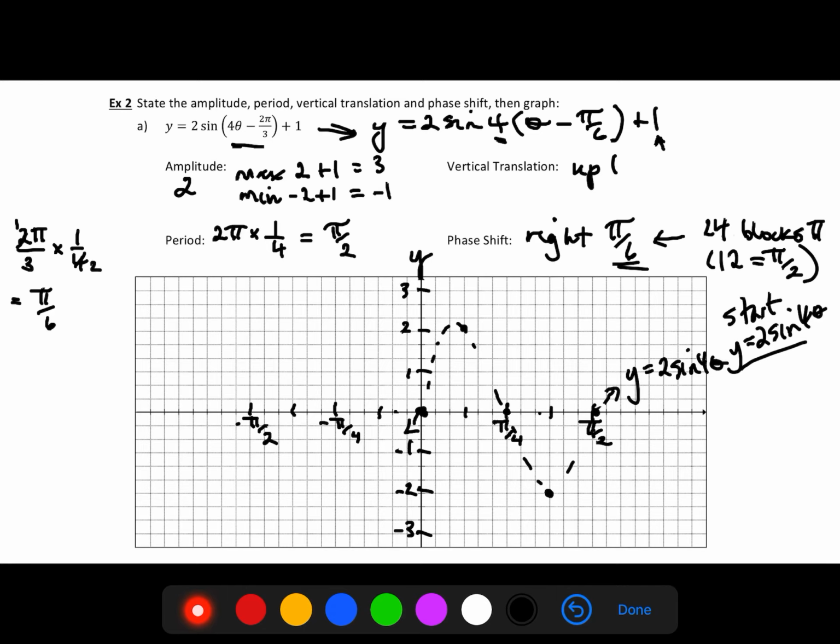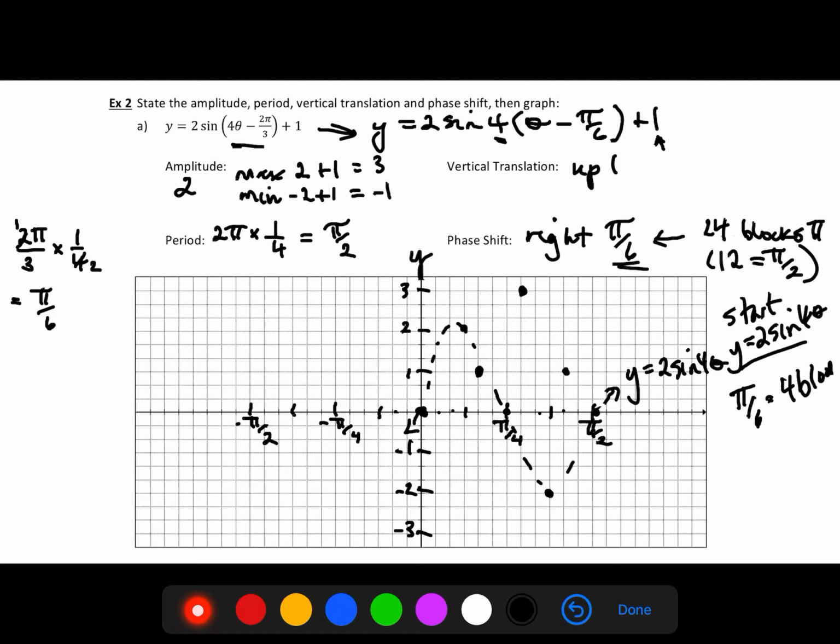Okay, so that's our graph of y equals 2 sine 4 theta. Well, now we're going to take those points and move them to the right, pi over 6. And remember, pi over 6 is going to be every 4 blocks. So 1, 2, 3, 4, and up 1.